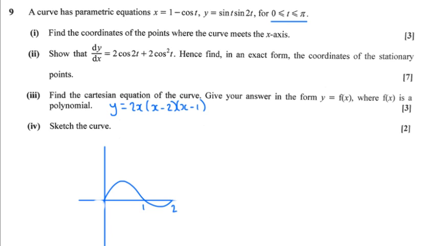So the reason is because we need to make sure we're following the domain for t that we were given, between 0 and pi, and therefore for x between 0 and 2.